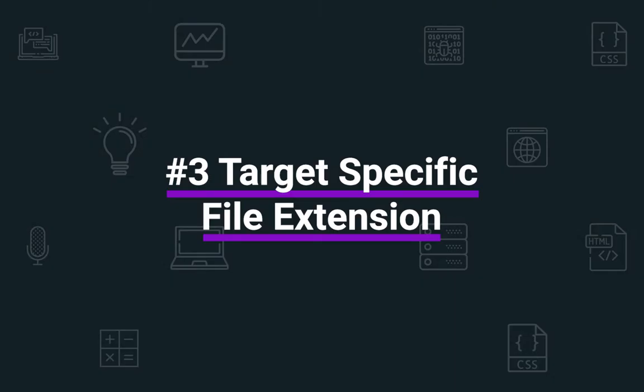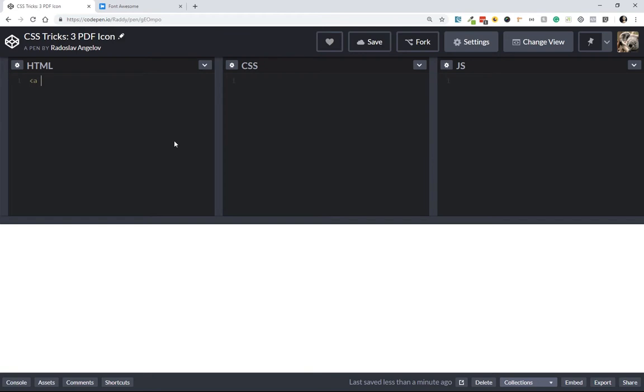Target specific file extension. This trick is really cool and simple. So I'm going to create a few links, and inside I'm actually going to link a fake PDF. So I'll call it mybook.pdf, and I'm going to say download free book. I'm going to copy the link a few times.